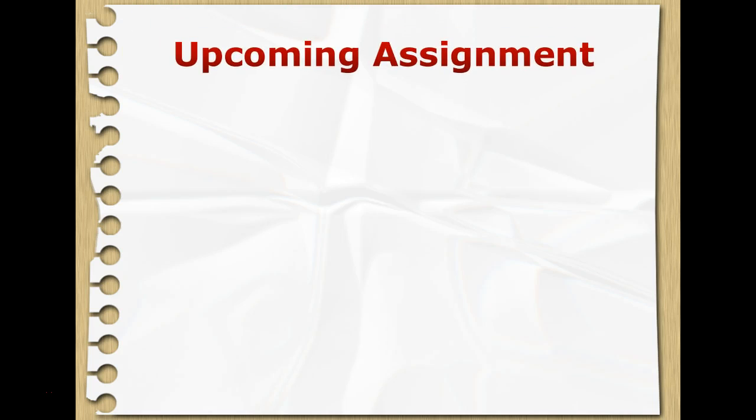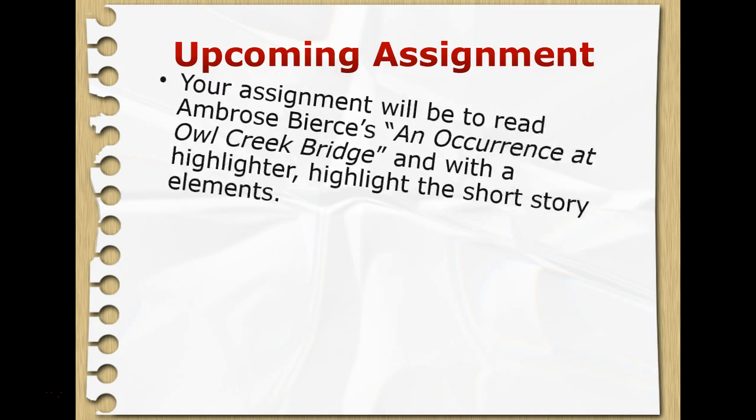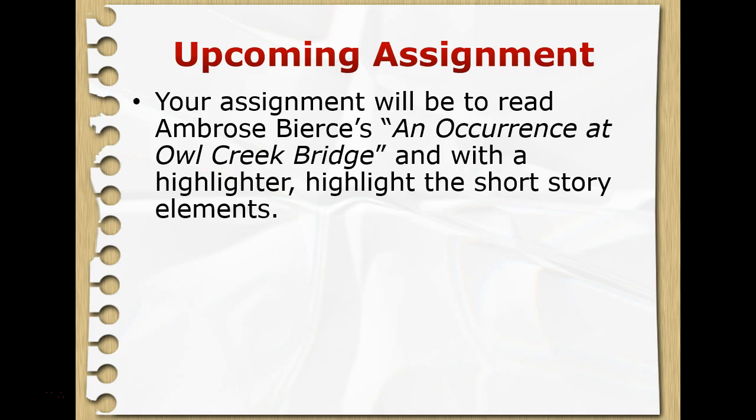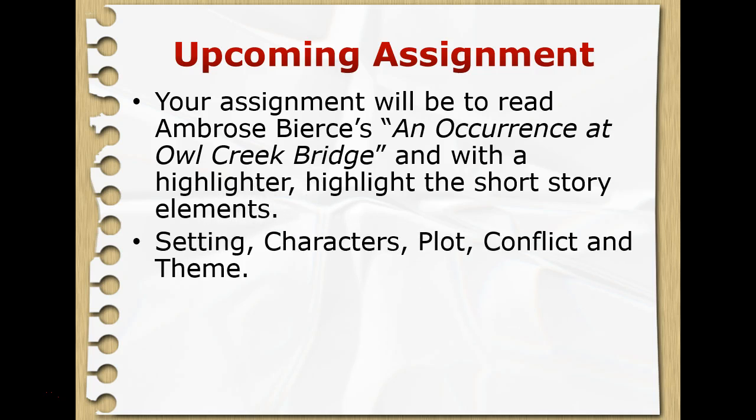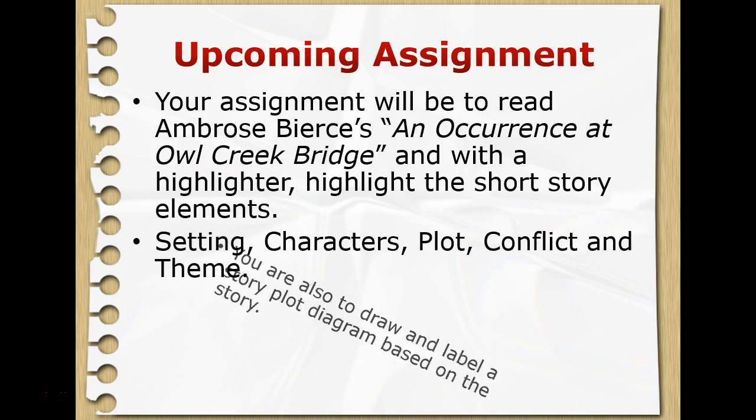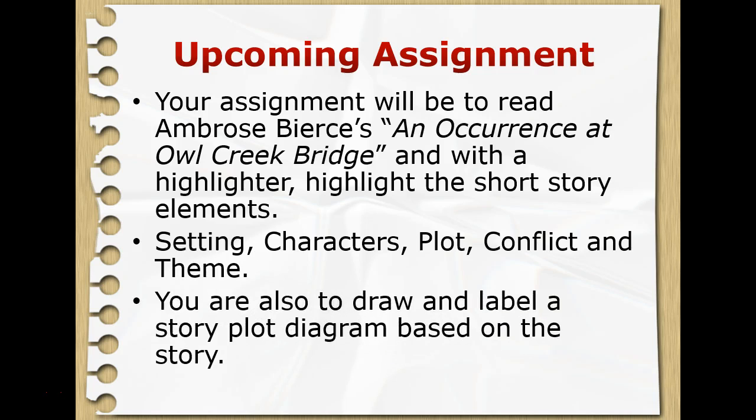So, an upcoming assignment that we're going to be working on is your assignment will be to read Ambrose Bierce, An Occurrence at Owl Creek Bridge. And with a highlighter, you're going to highlight the short story elements that we went over today. The elements that we went over today are setting, character, plot, conflict, and theme. You are also going to draw and label a short story plot diagram based on the information that you highlighted in the story.